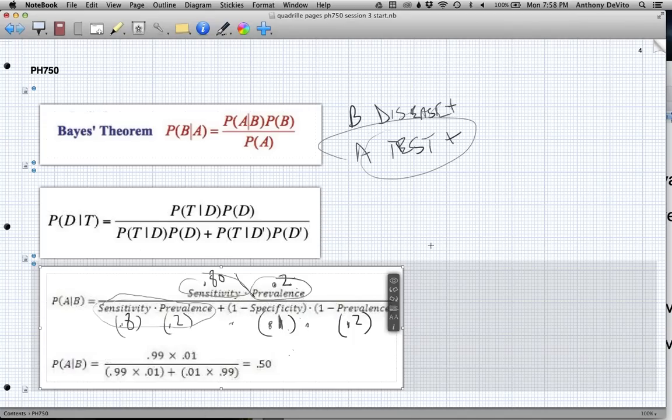So what does this all boil down to? It boils down to 0.8 times 0.2, which is 0.16, over, and these are the two groups that tested positive down here, where the probability of testing positive came from. Among the people that had the disease, it's 0.8 times 0.2, which is 0.16.